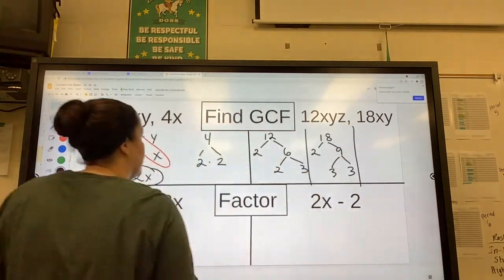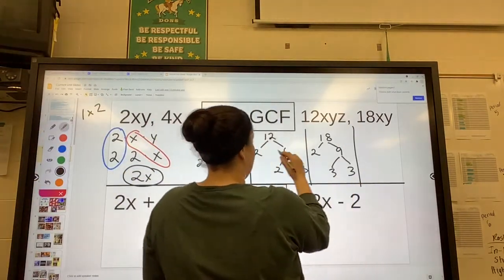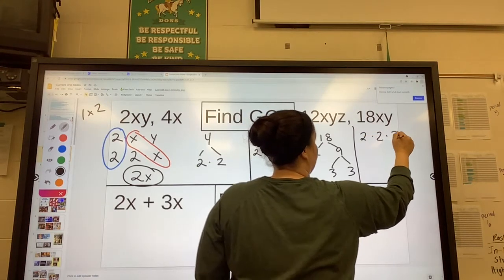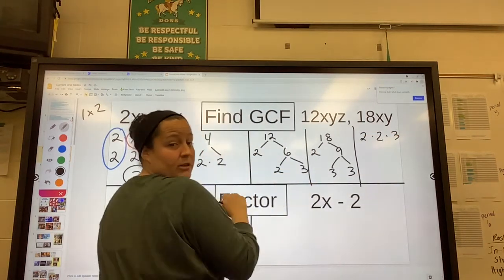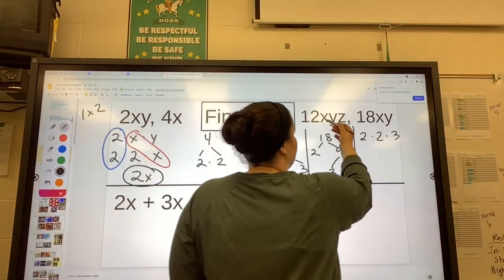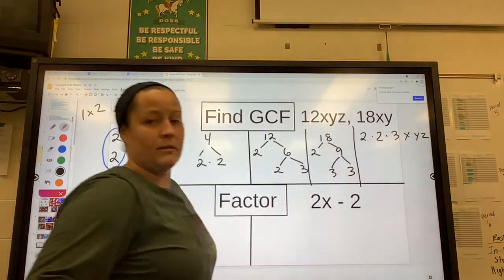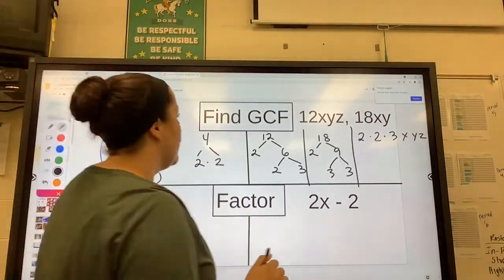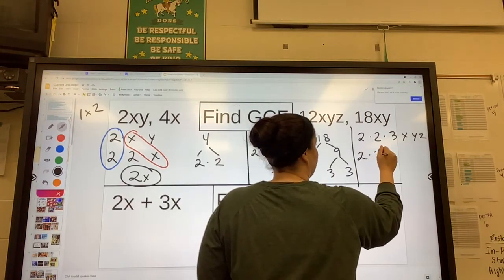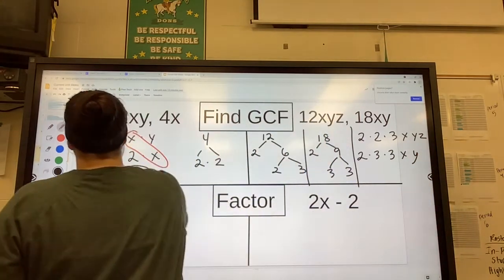So now let's write them out. So for 12, it would be 2 times 2 times 3, good, you can see. And then it would be x, y, z. Okay, and then 18 would be 2 times 3 times 3, x, y. Now what can we find that's alike?